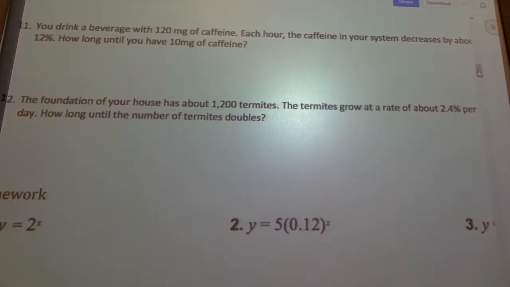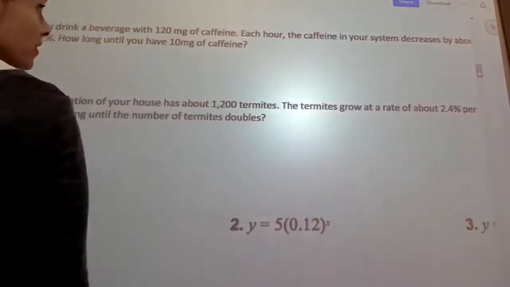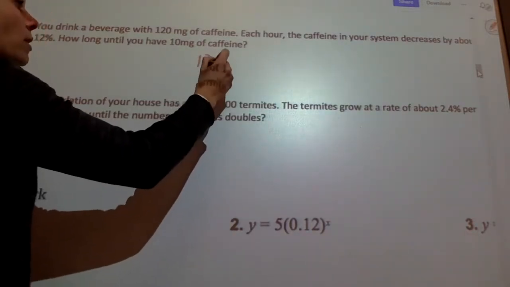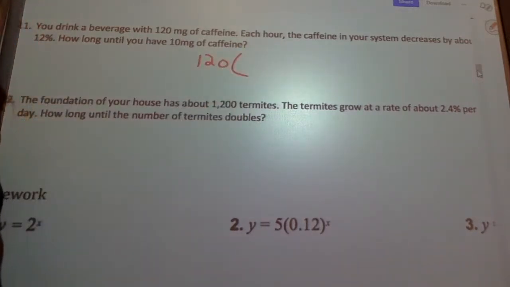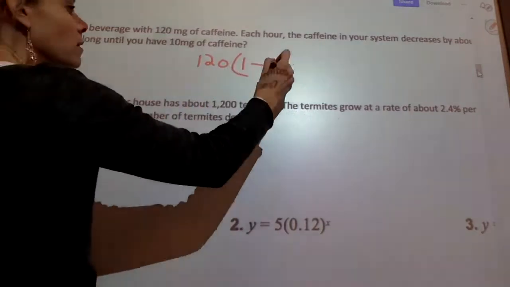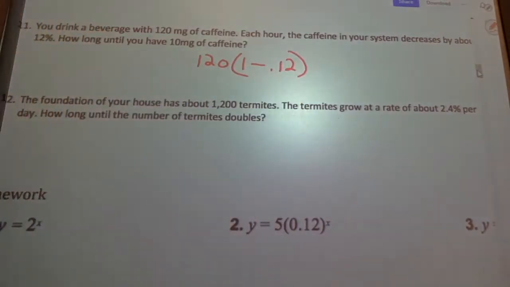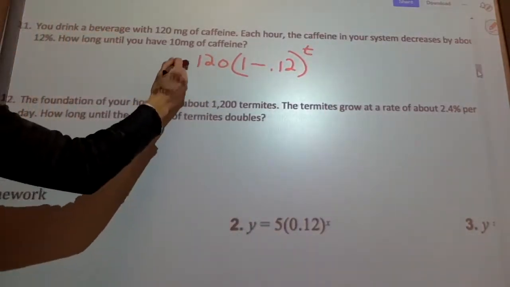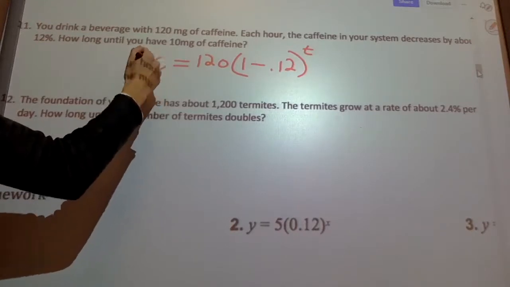All right, you drink a beverage with 120 milligrams of caffeine. Each hour, the caffeine in your system decreases by about 12%. How long until you have 10 milligrams of caffeine? What's my initial amount? 120. Am I doing 1 plus or 1 minus? I'm minusing by 12%, 0.12. I don't know t, that's what I'm solving for, how long, and I want the answer to be 10.